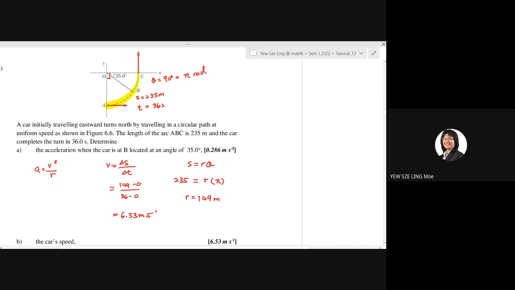Well, you might ask me, why can't you find the velocity at the point of 35 degrees? It doesn't matter. What are you looking at? You're calculating the average velocity. An average velocity in a uniform circular motion is equal to your uniform velocity, the uniform speed.